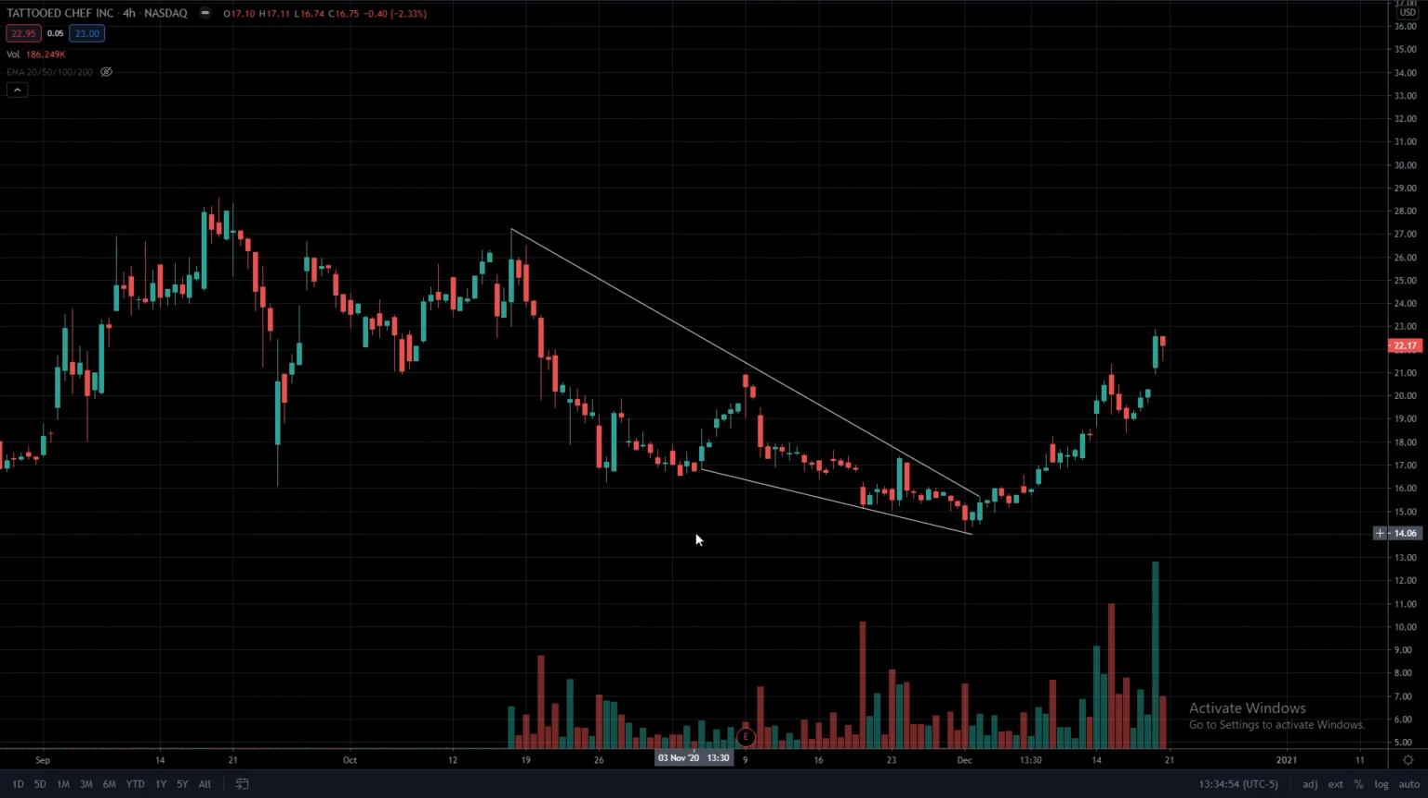So TTCF is a great example of this. As you can see, we have this upper trend line here. It's slowly converging onto this lower trend line. And then once we got this bounce and the break above this trend line here, as you can see, it just absolutely exploded up, rocketed up, got a bunch of volume down here. And if you played the breakout of this trend line up here, you had a really solid gain.